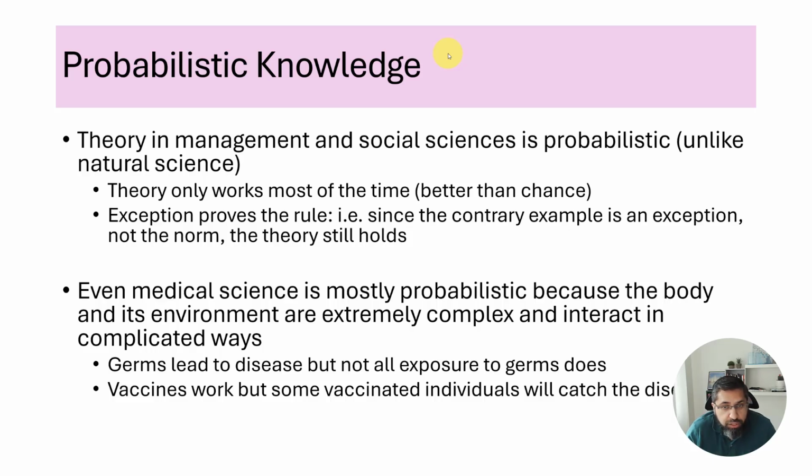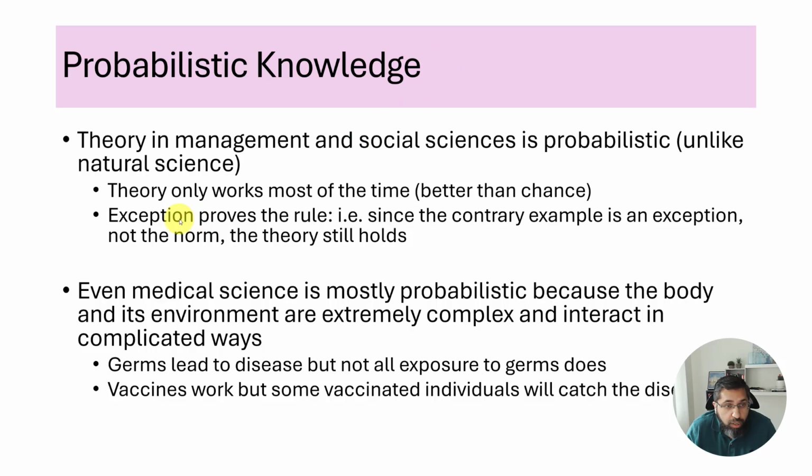In social sciences, things are so complicated that we're never able to capture all the variables. And so our knowledge is always approximate. So if a theory works most of the time, which is better than chance, better than 50-50 or whatever equal chances for that case, then we can say it's a theory because it allows us to make predictions that go beyond natural chance.